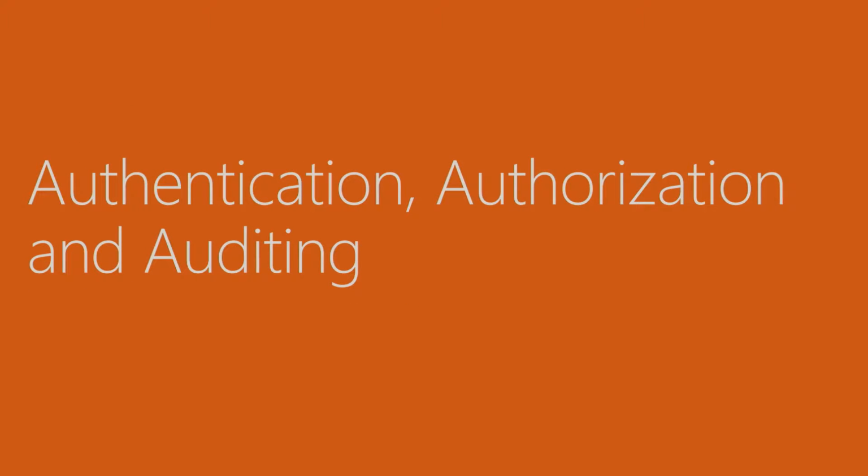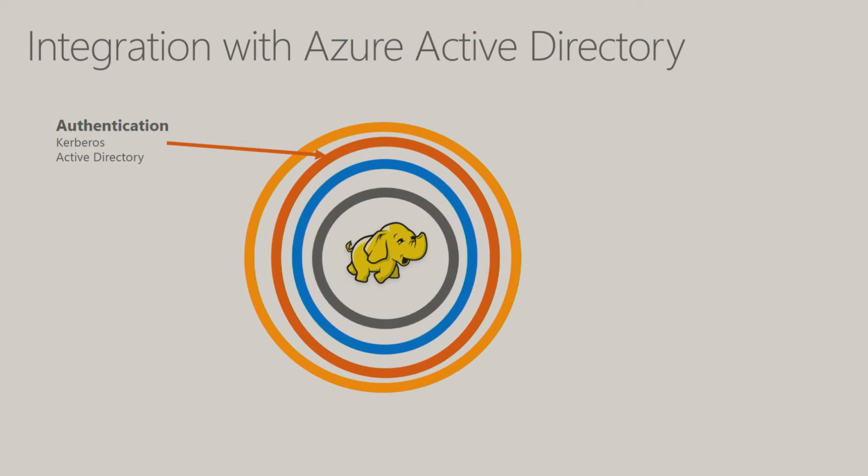So perimeter security is really great as an outer shell covering for HD Insight. But the real core and the meat comes from the three A's of security, which is authentication, authorization, and auditing. As I said before, authentication in HD Insight is being enabled now using Azure Active Directory.